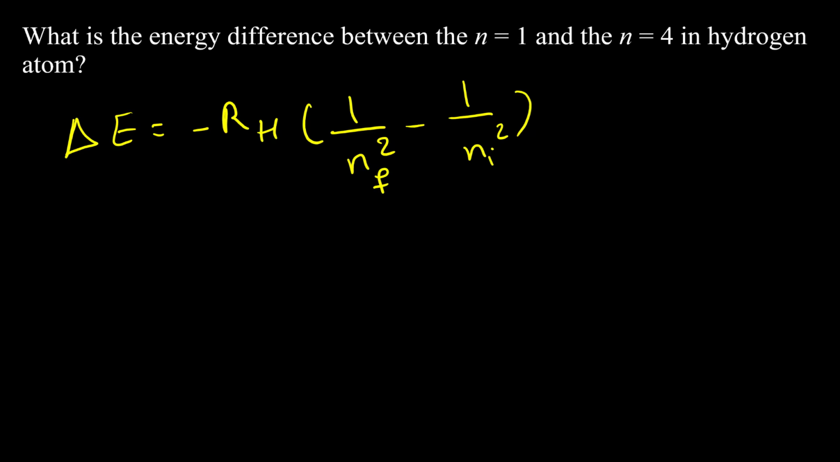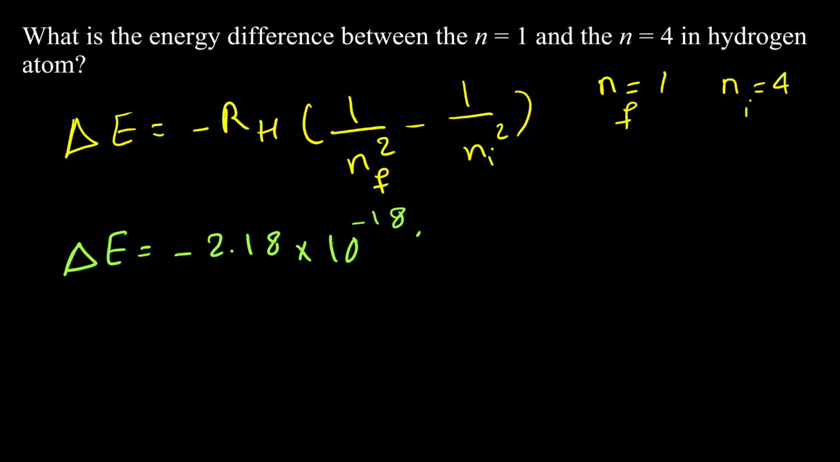We can only calculate the absolute value of them. Then it doesn't matter if we choose n equals 1 as a final or n equals 4. I put n equals 1 as a final and n equals 4 as an initial. Then delta E is equal to negative 2.18 times 10 to the negative 18. In parentheses, for final we have 1, so 1 squared or just 1. And for initial we have 4, so 4 squared or 16.